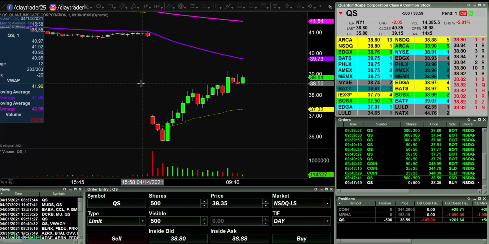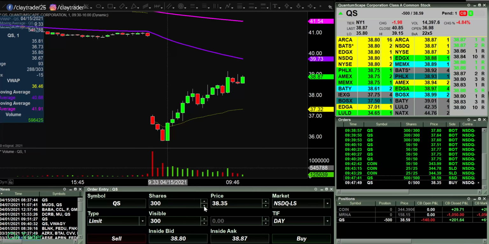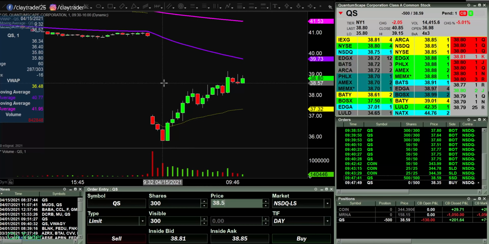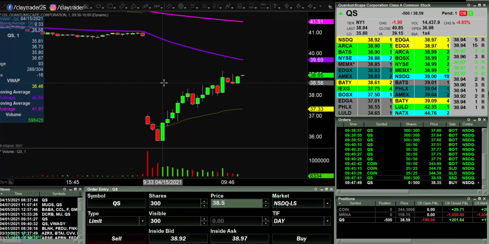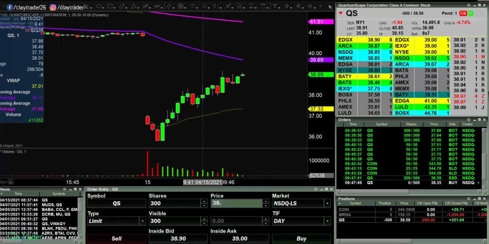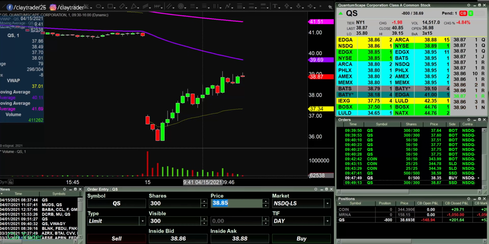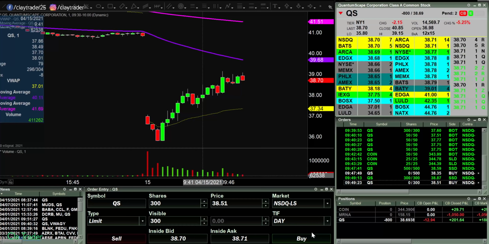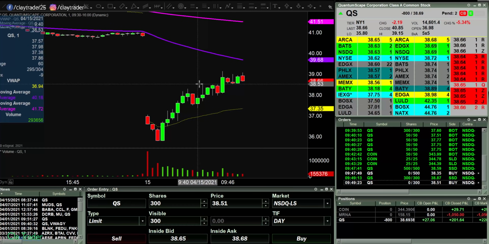Actually, might look to add again if it comes back down to that area. That'd be a very interesting looking chart at that point. So yeah, 38.50. Let's see if 38.50-ish can come back into play here. What is that? 38.85. In there at 38.87 for 300 more shares. Let's see if we can get a move down here. Yeah, what is that low? 38.50, that's basically the line in the sand.